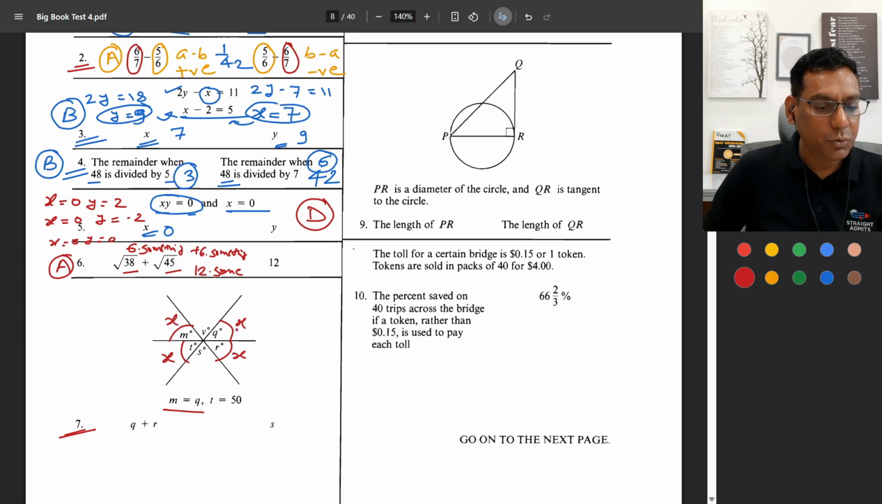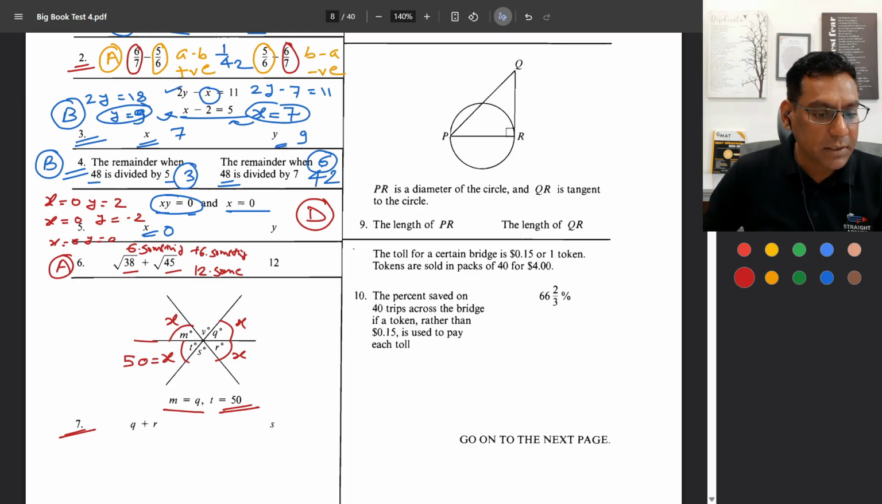M is equal to Q, Q opposite is T, so that also has to be equal, and M opposite is R, that also has to be equal. So all these are X, X, X, X, and T is equal to 50. Okay, so X is equal to 50. So they have already told us. So these are all 50, 50, 50, 50.